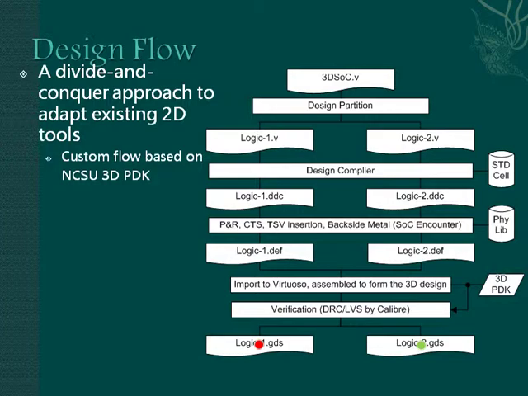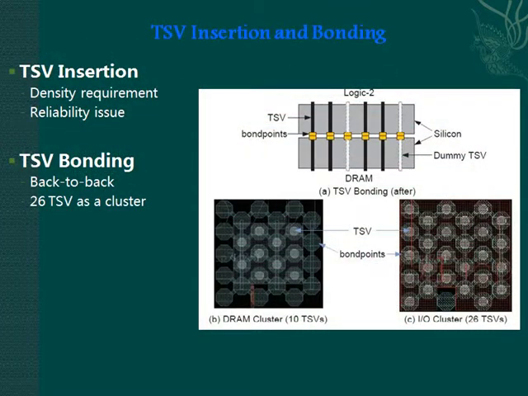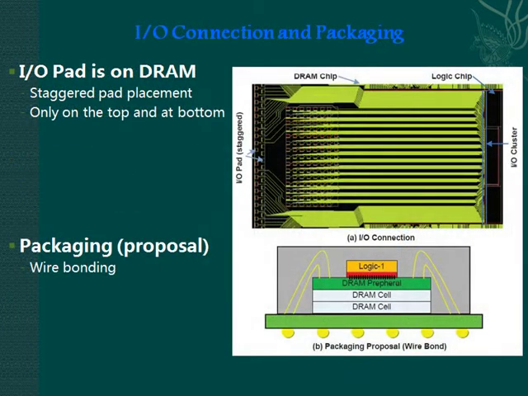For reliability concerns, TSVs will be inserted all over the chip to meet the minimum 250 micron density requirement. The layout view of the TSV cluster is shown in figures B and C. Our chip has 5 layers, but all the I/O pads are on one layer, the bottom DRAM peripheral layer. Normal packaging methods like wire bonding can be used for 3D chips too. The functional test will be performed after packaging.